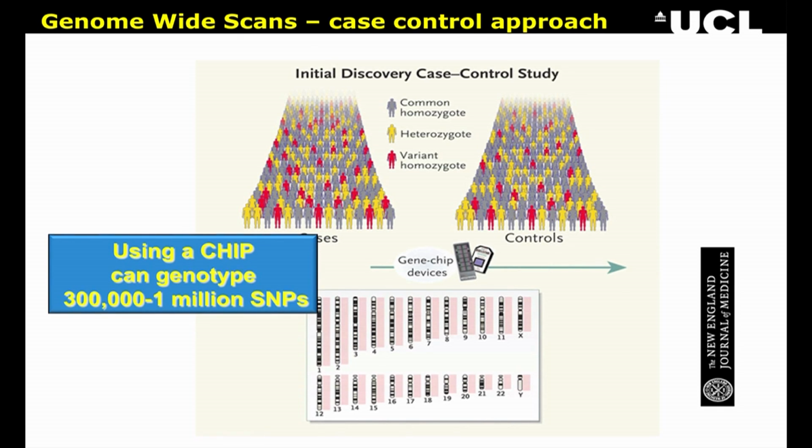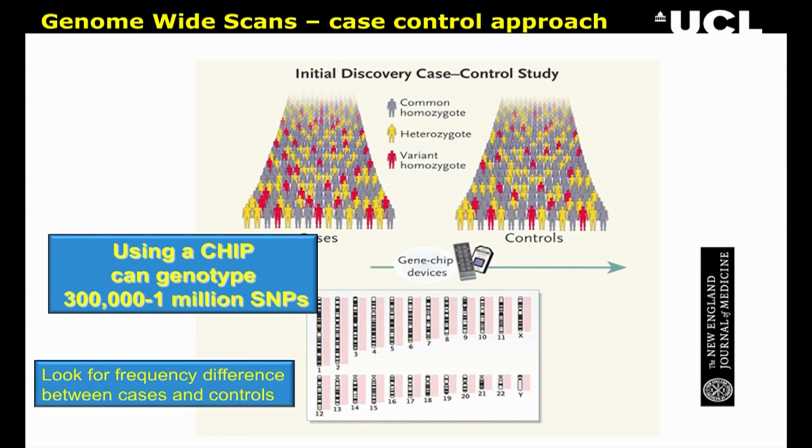What we needed is a hypothesis-free approach. And with the technology, we can now do this. So what we do is we take, say, 2,000 cases with heart disease, 2,000 controls, and companies now make gene chip devices which have 300,000 or 1 million of these SNPs spread throughout the entire genome. We can cover the entire genome with one little chip, like that.